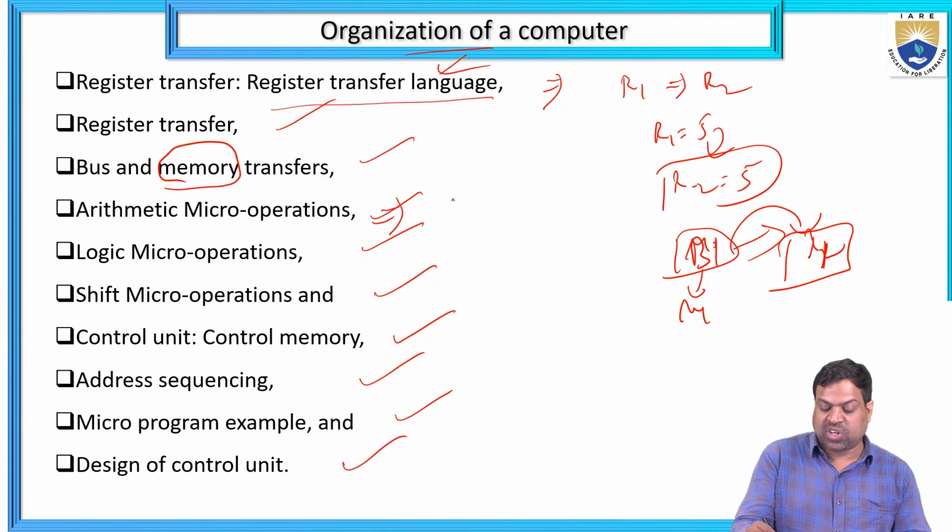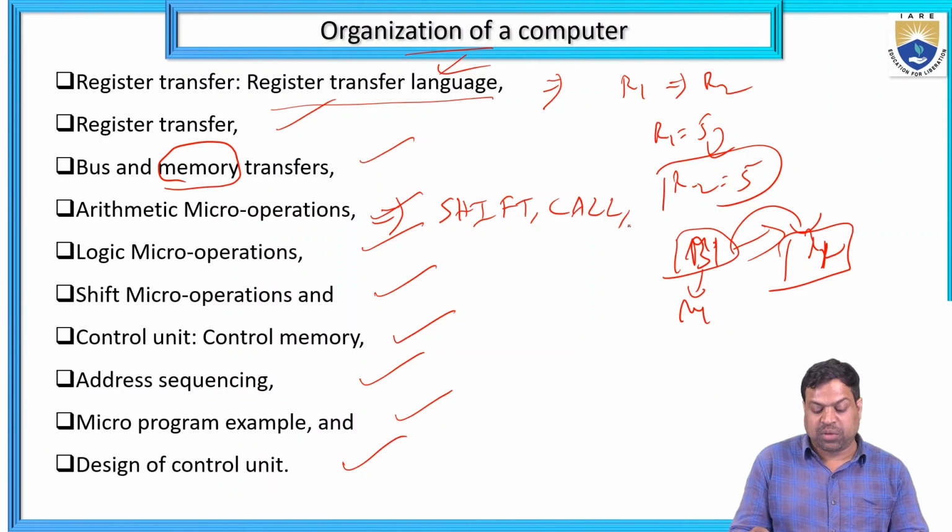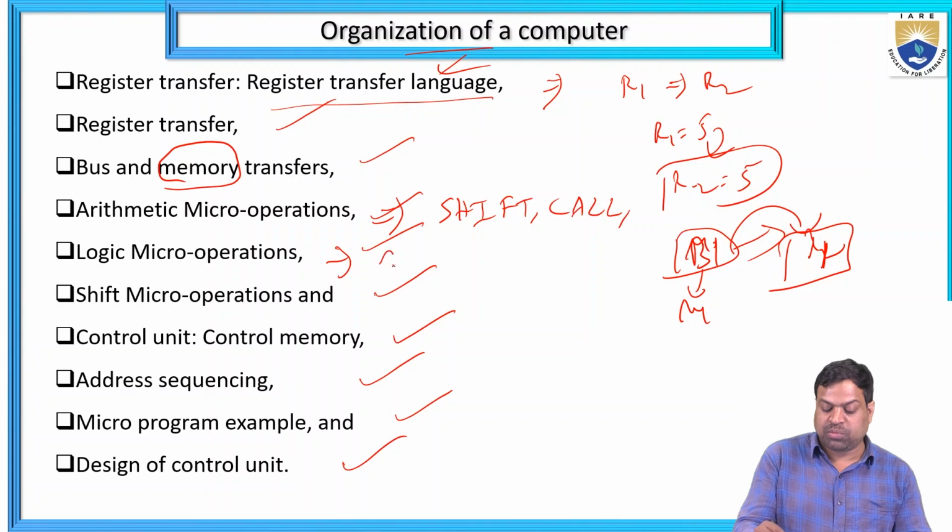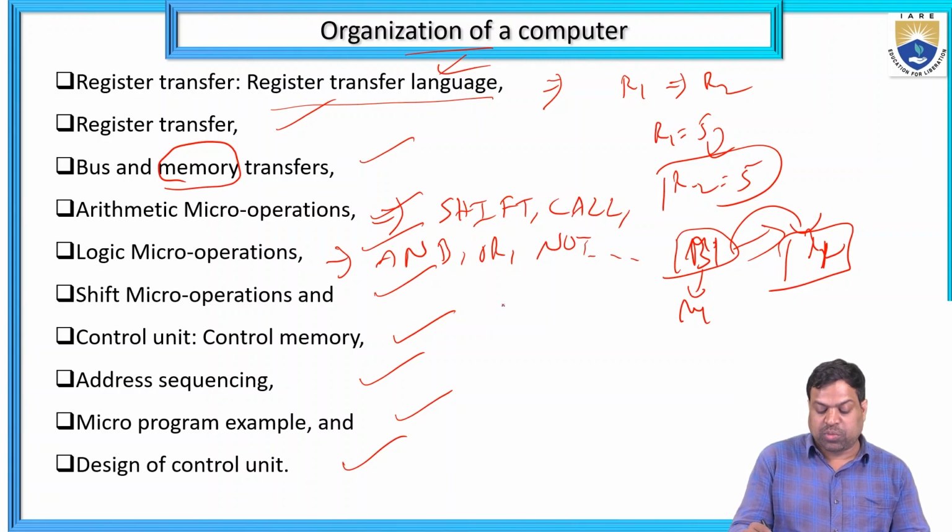Arithmetic micro operations means, as we just discussed, shift, call function, and rotate. These are the arithmetic micro operations, and then logic micro operations. Arithmetic and logical operations. Logical means AND gate, OR gate, NOR gate. Like these logic operations I am performing: and, or, not. Shift micro operation, shift left or shift right. R1 to R1 tends to R2 to R1. Shift left or shift right.